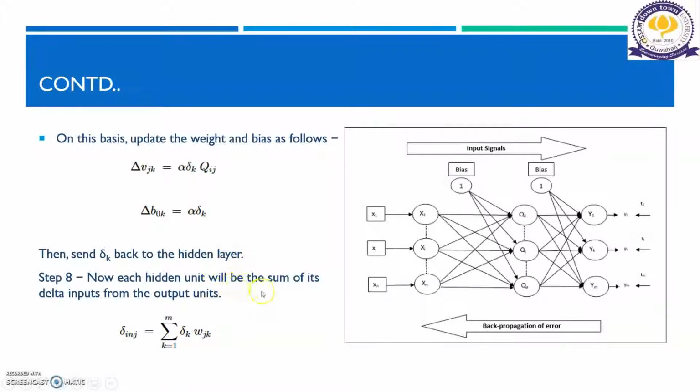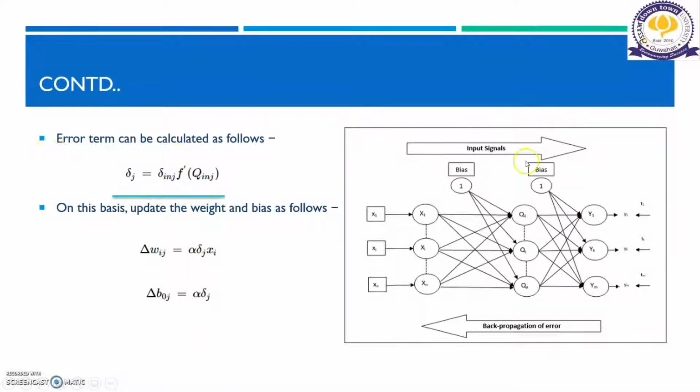Now each hidden unit will be the sum of its delta inputs from the output units, and it can be represented as this equation, which means your input to your hidden unit in this backpropagation of error is the weight into your input error connecting delta k. Now in the hidden layer, the error term can be calculated using this equation. I'll show how we get this equation.